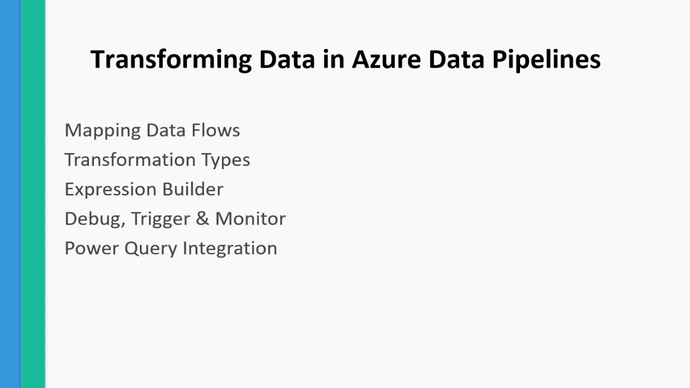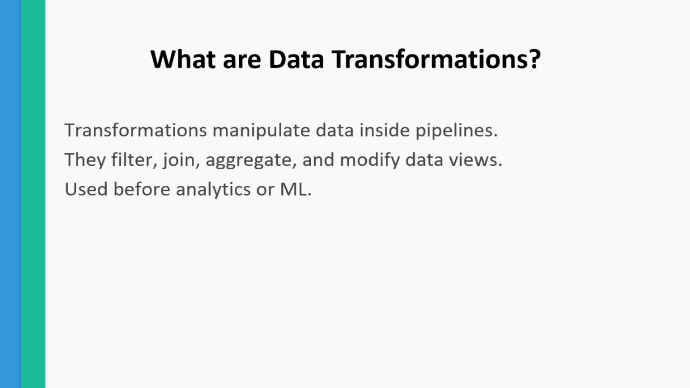Okay, let me explain this in a simple way. So imagine you get an Excel file from someone. Will you directly send it to your manager? The answer is no. You first remove unnecessary rows, rename the columns, and maybe combine the data and clean wrong values. So that process here is called the data transformation. So in Azure data pipelines, we do the same thing, but at a very large scale.